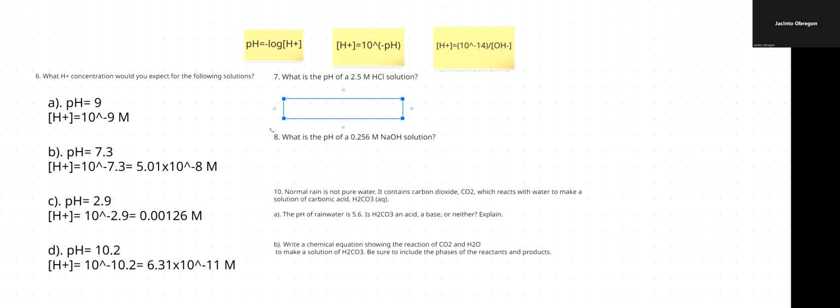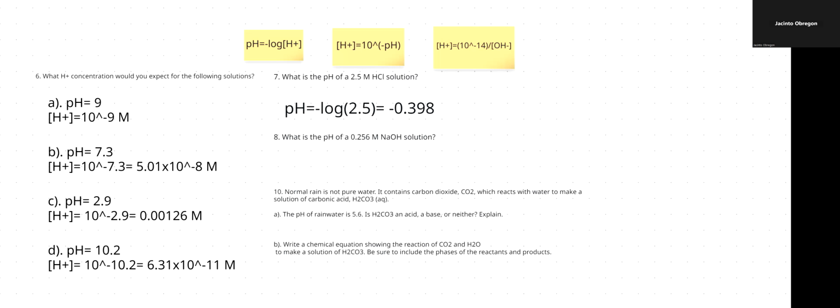So, which will give us negative 0.398. So around negative 0.4. That means it's extremely acidic. Yes, a negative pH is possible. We don't normally see it, but it is possible.